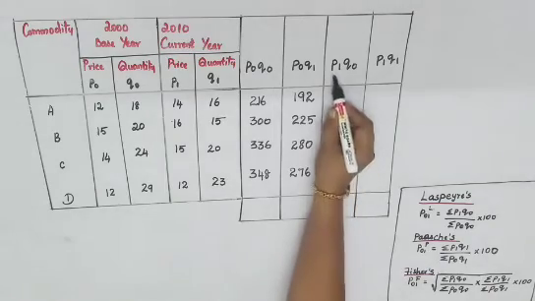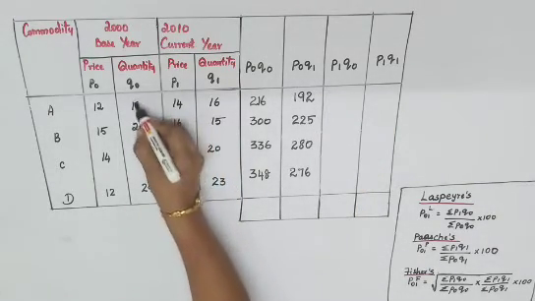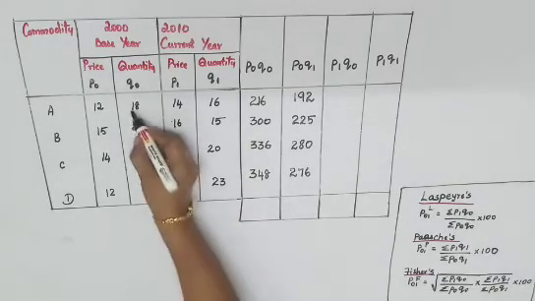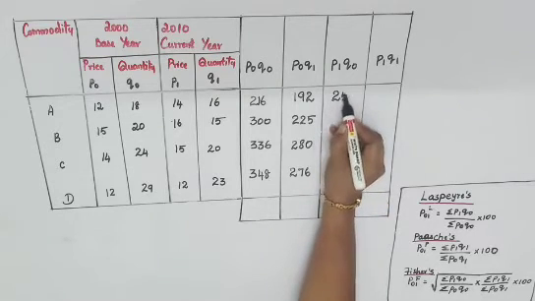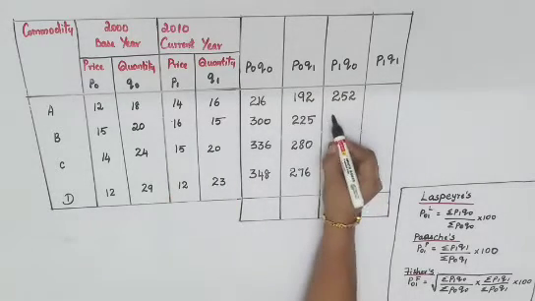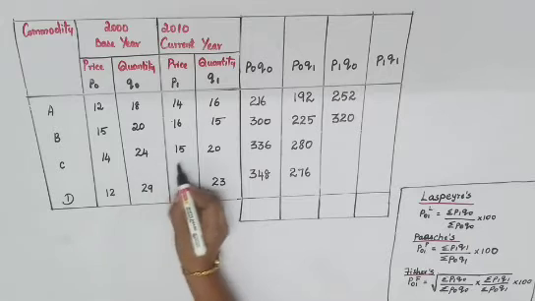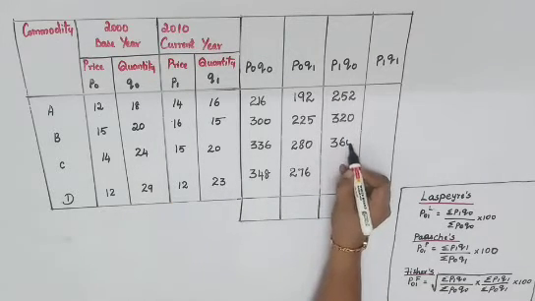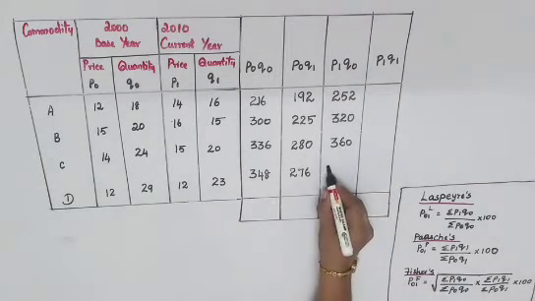The next column is P1Q0. P1 is here, Q0 is here, that is your second column and your third column multiplied. 18 into 14, you will get 252. 20 into 16, you will get 320. 24 into 15 you will get 360. 29 into 12 you will get 348.